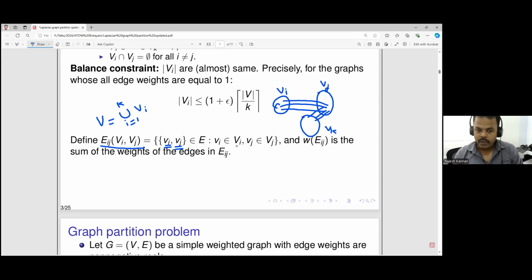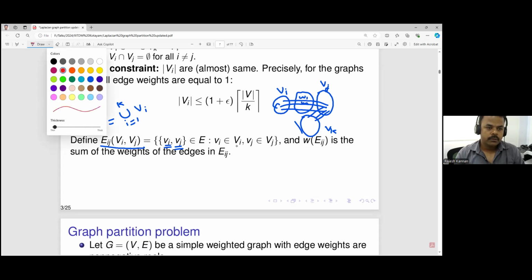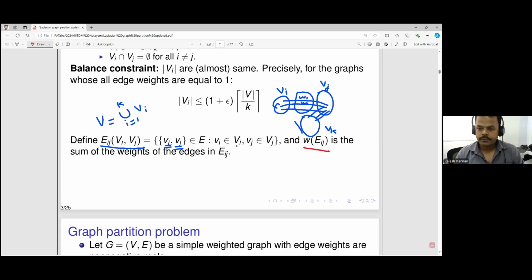And we are going to associate a number with it since our graphs are weighted graphs. So W of Eij is going to give me the sum of the weights of all these edges. Every edge here has some weight, it may have W1, W2 and so on. You just take the sum of all these edges and call that Wij. This is Wij, the sum of all the possible edges between the vertex partitions Vi and Vj.